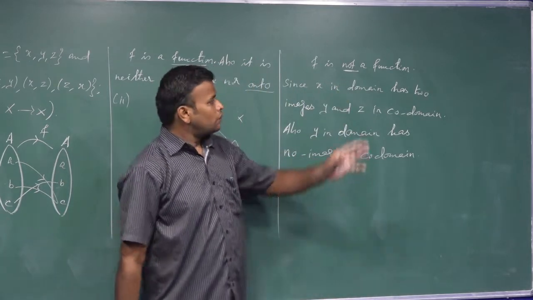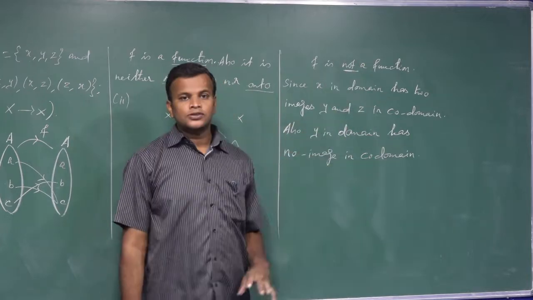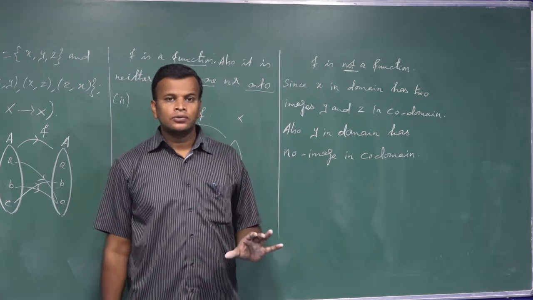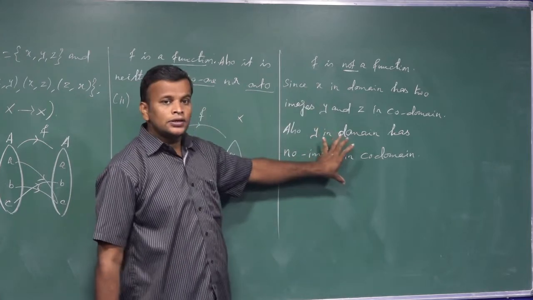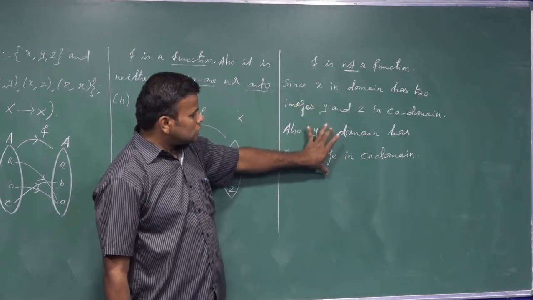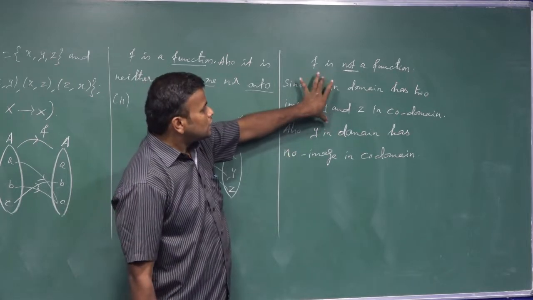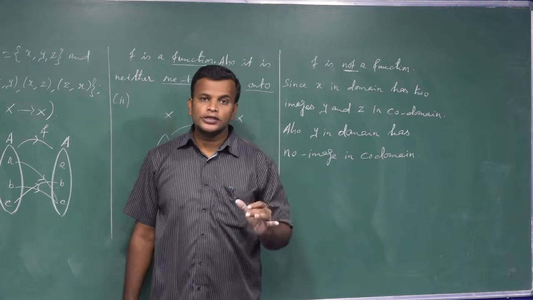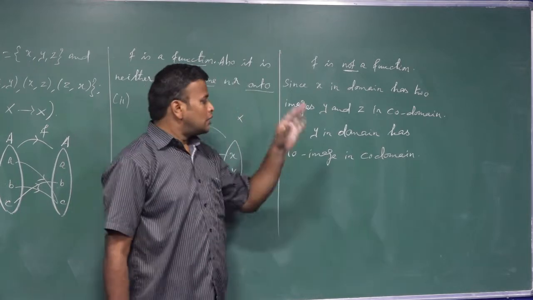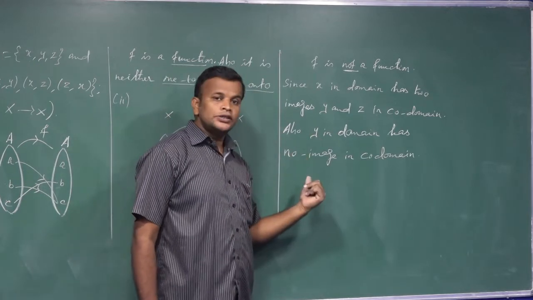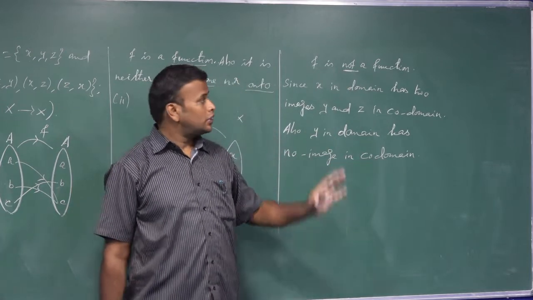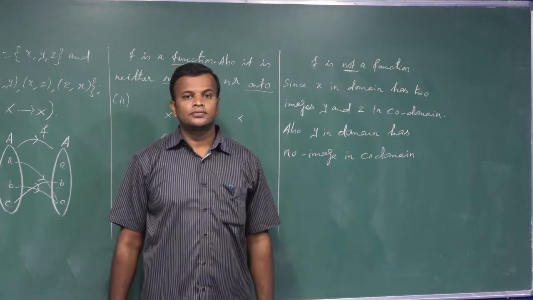In our question, if it is not a function, we tell the reason also. So in your exam or test, writing any one of the reasons is enough. For understanding purposes, I write both. X in domain has two images. That's why it's not a function. That's one reason. The other reason is that in the domain, one element has no image. There also the given relation is not a function. Therefore, the given relation is not a function.